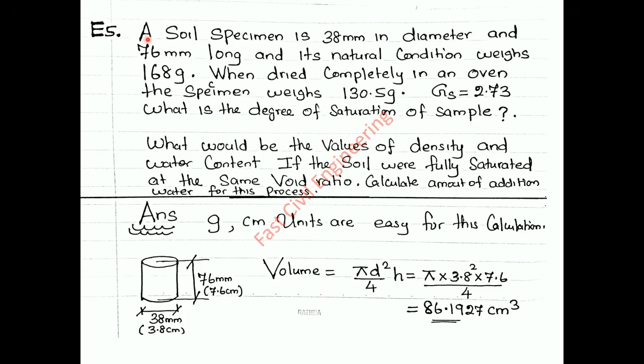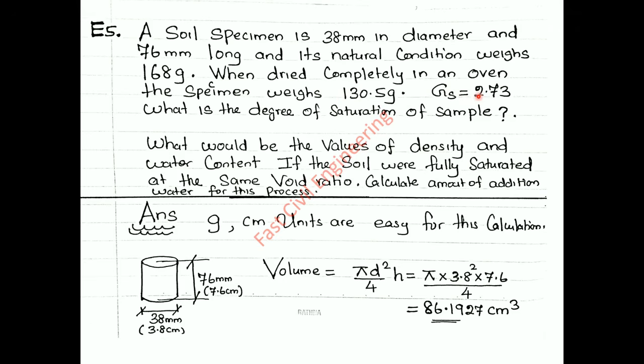Example 5. A soil specimen is 38 mm in diameter and 76 mm long. This is a cylindrical specimen, 76 mm long. In its natural condition, the wet state, it weighs 168 gram. When dried completely in an oven, the specimen weighs 130.5 gram. This is initial, and this is after oven drying, 130.5 gram.